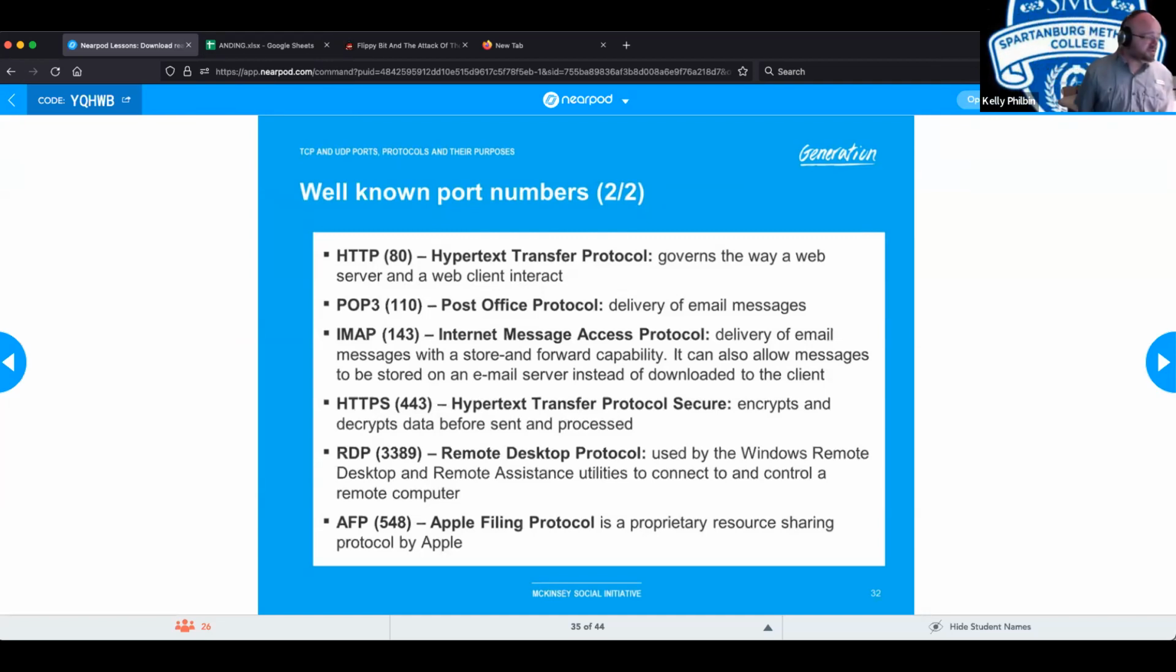All right, our last two that we really need to be aware of. We have our AFP, which is Apple Filing Protocol. It's a proprietary resource sharing protocol for Apple computers. That is port 548, AFP. This one does not come up much, but it is one that you do need to know.